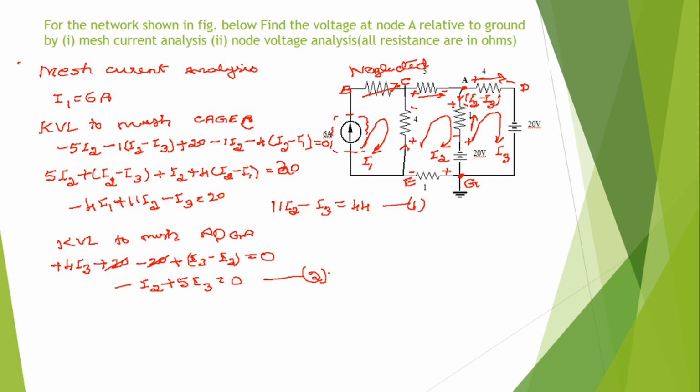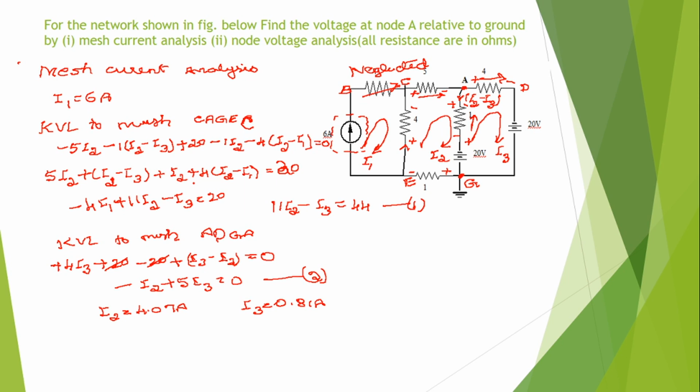So equation 1, equation 2, two equations, two unknowns, I2 and I3. If I solve these two equations using a calculator or Cramer's rule, I will get I2 equal to 4.07 amps and I3 as 0.81 amps. So I1 is 6 amps, I2 is 4.07 amps, and I3 is 0.81 amps. So the mesh currents we have calculated.